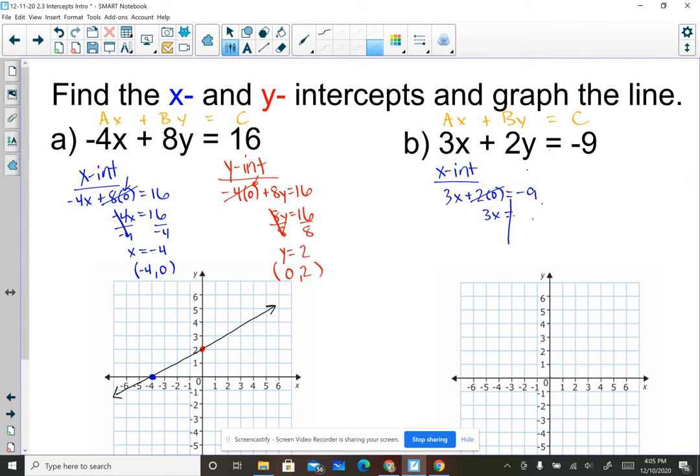Drop down my 3x equals negative 9, and it's a one-step equation. That's what's nice about this. It turns into one-step equations. So negative 9 divided by 3 is negative 3. So for that ordered pair, x is negative 3, and remember we plugged a 0 in for y. So there's our first ordered pair.